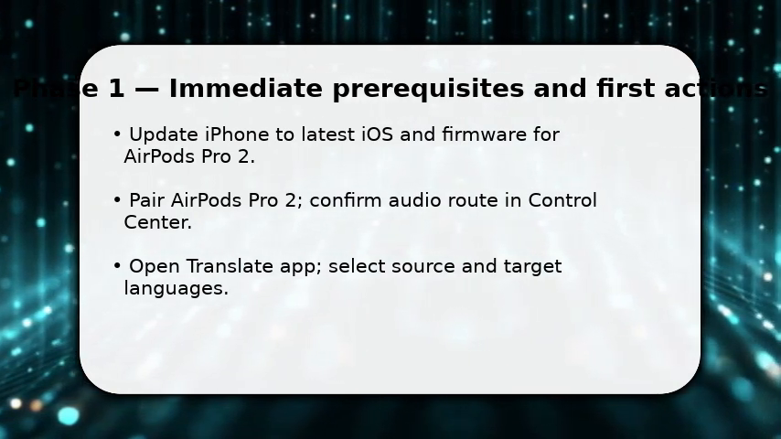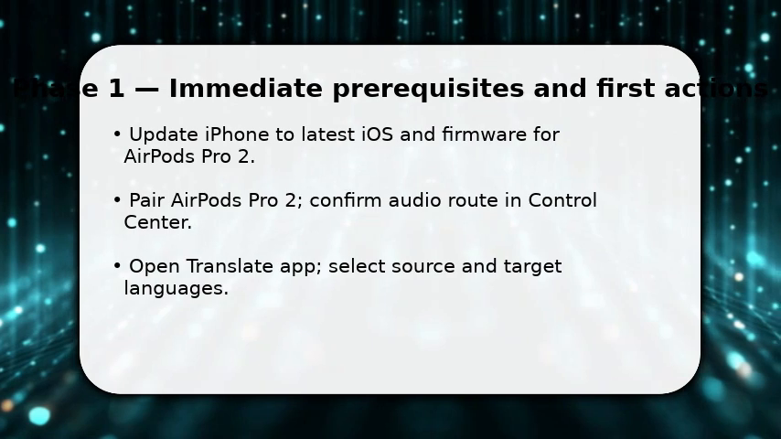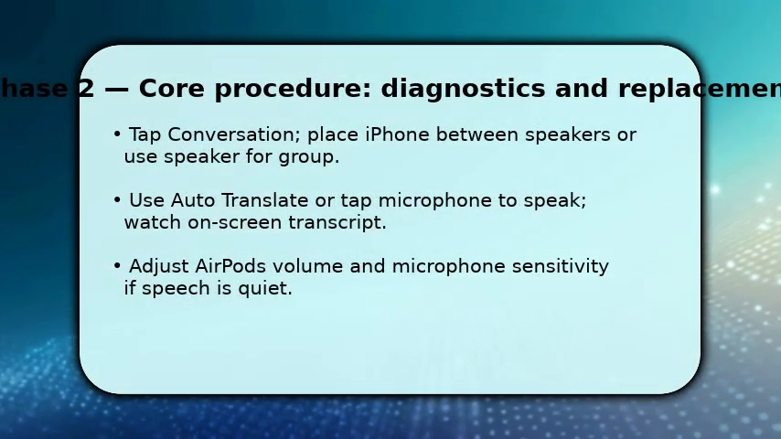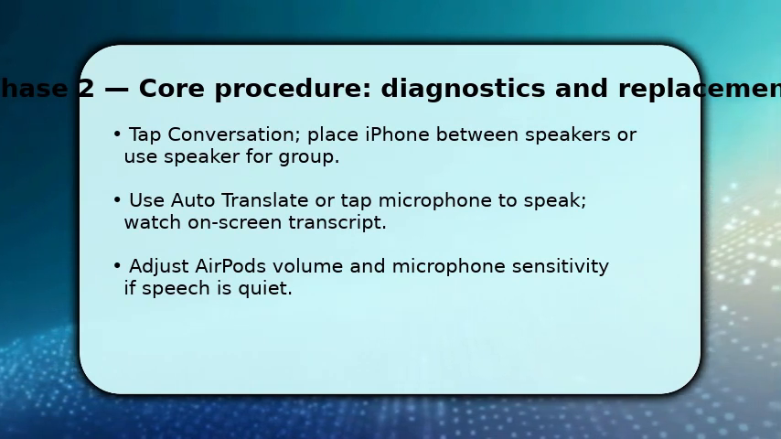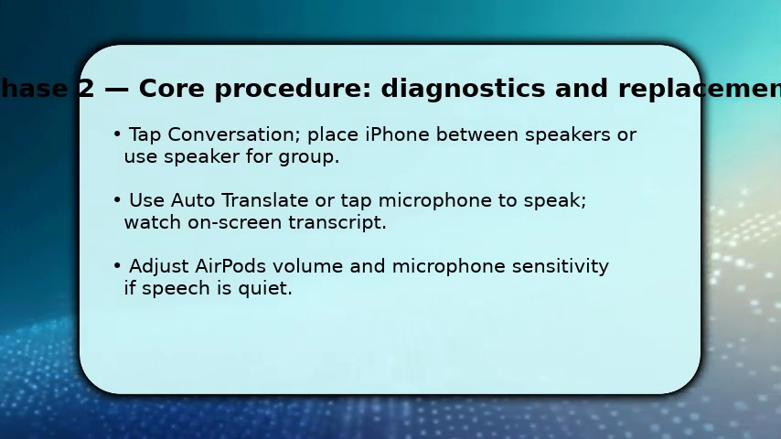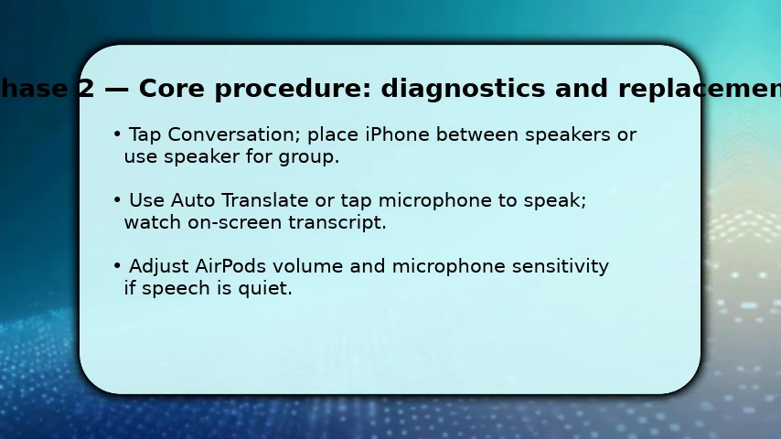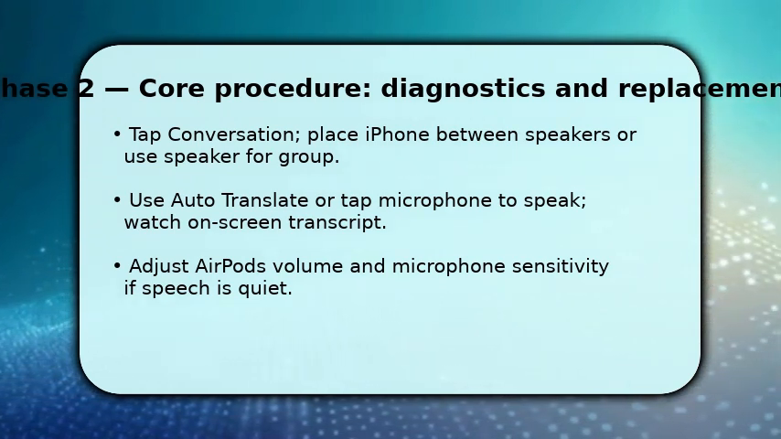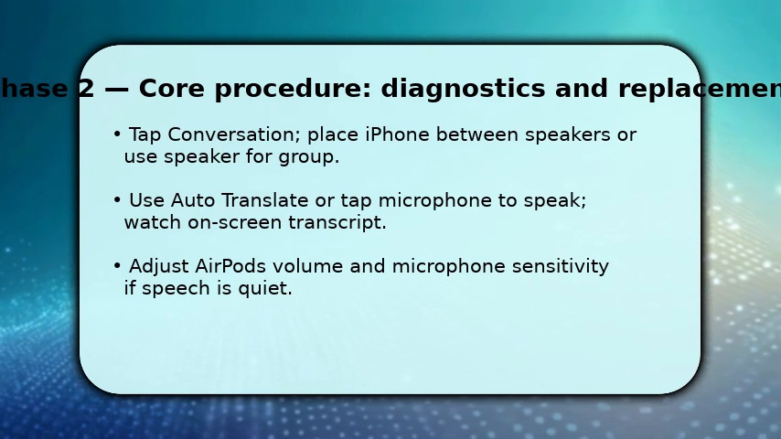Now run the live translation. Tap Conversation Mode and place your iPhone where both people can be heard, or use the iPhone speaker for groups. You control how it listens. Enable Auto Translate to detect speech continuously, or press the microphone button for push-to-talk. Make sure your AirPods are selected so translation plays privately.